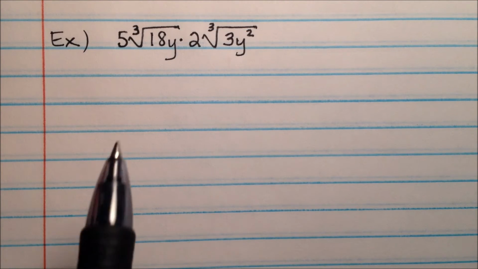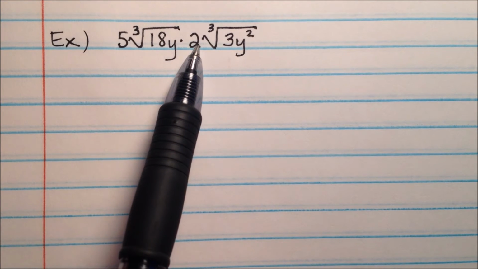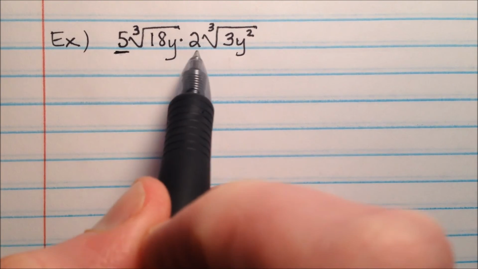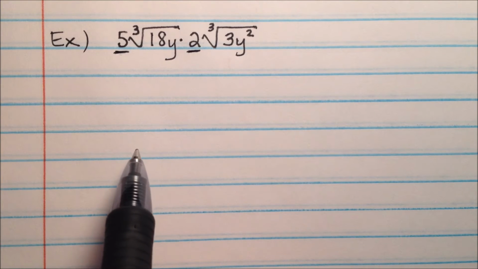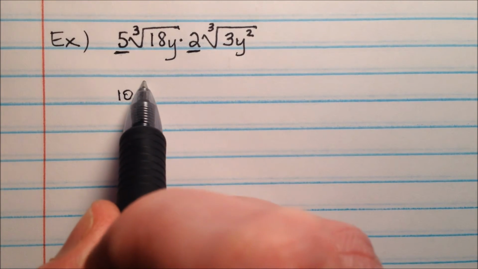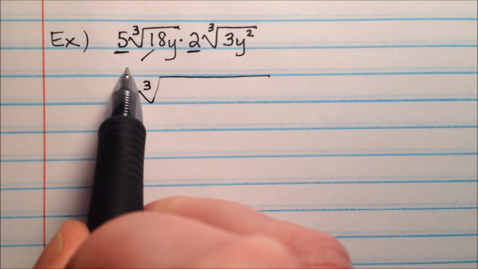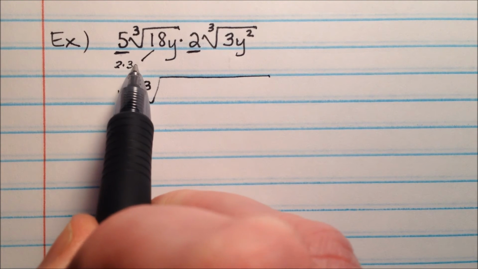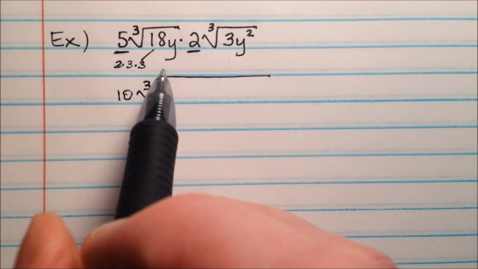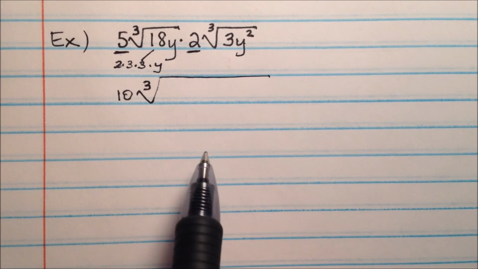The next example will be 5 times the cube root of 18y times 2 times the cube root of 3y squared. So again, we will take what's outside and go ahead and multiply those things together. So 5 times 2 will be 10. And then on the inside, because this is going to be the cube root of this business, 18 can break down to 2 times 3 times 3. And if you want to, you can go ahead and do the prime factorization and just make sure of that. And then times that y. And then we have 3y squared over here.